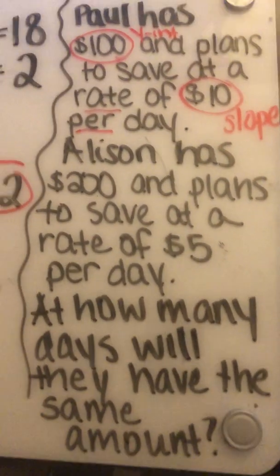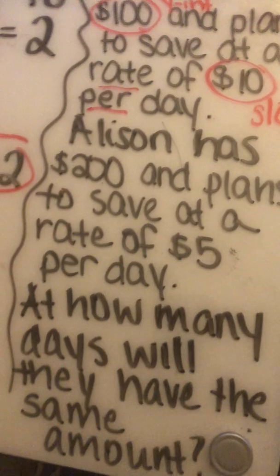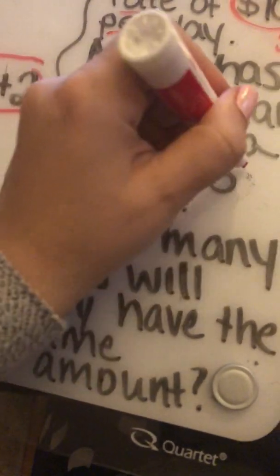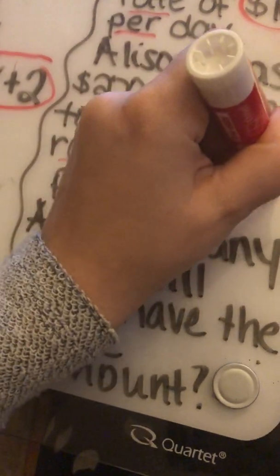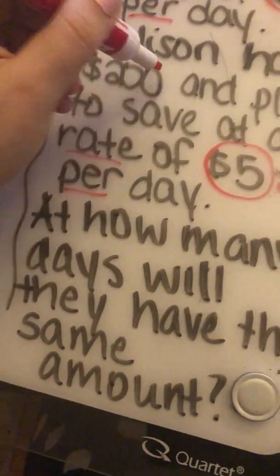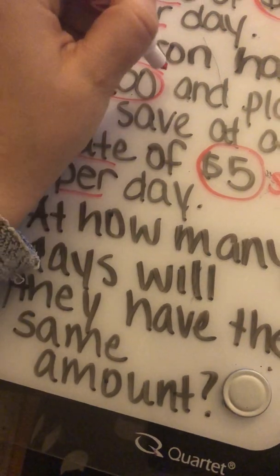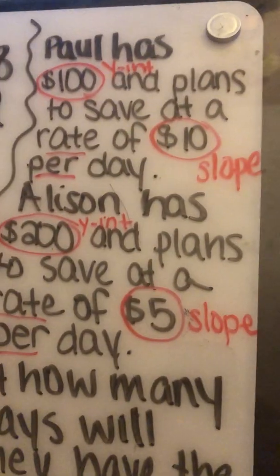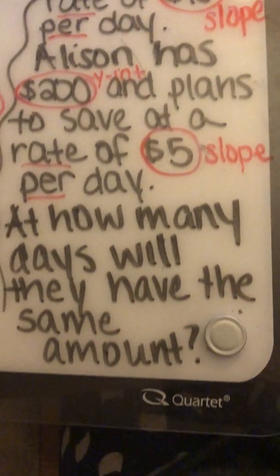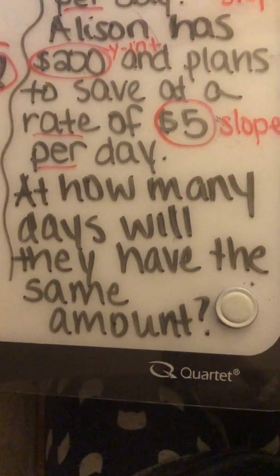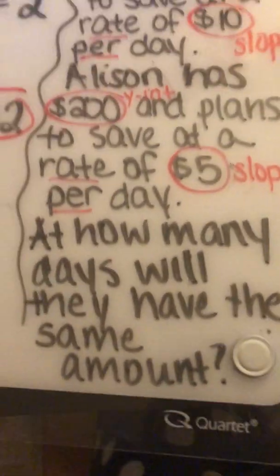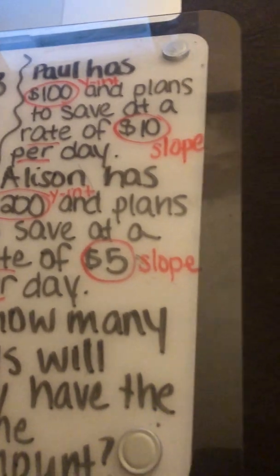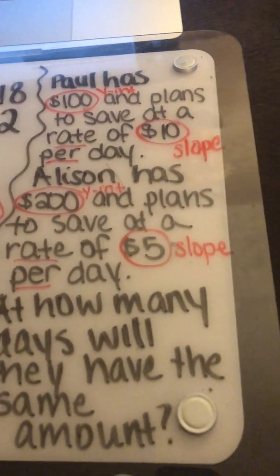Then it says Allison has $200 and plans to save at a rate of $5 per day. So I'm noticing the same thing. Rate and per with 5, that means that's my slope. And then she has $200, so that must be my y-intercept. So both of these equations are going to be in slope-intercept form. They then say at how many days will they have the same amount. So you need to now take that information and write your two equations. So you're going to make an equation for Paul, you're going to make an equation for Allison, and then you would solve.